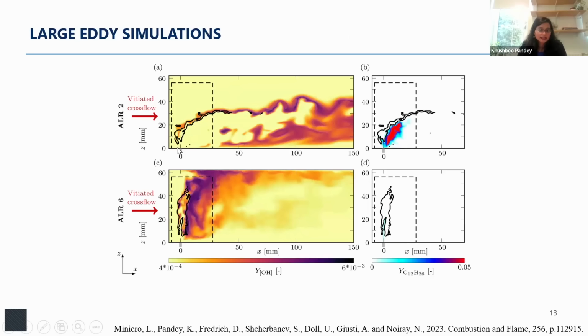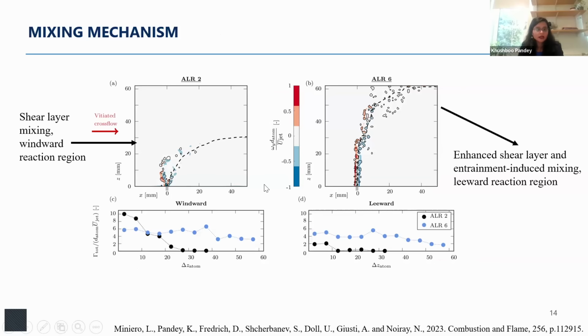Again here for ALR2, we see the OH profile is mostly dominated on the windward side. And when we have ALR6, the OH concentration is dominated on the leeward side. Similarly, the unburned fuel ratio replicates what we saw in the PLIF results of the spray in cross flow. Now, the mixing mechanism.